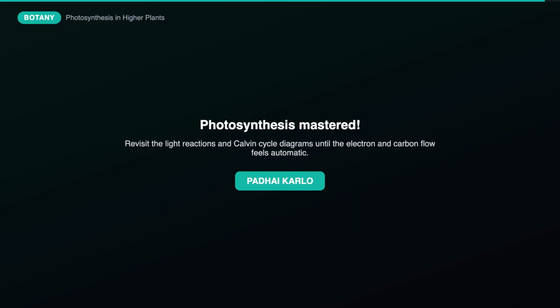That's photosynthesis in higher plants. This chapter connects deeply to cellular respiration and plant physiology, so make sure these concepts are solid.